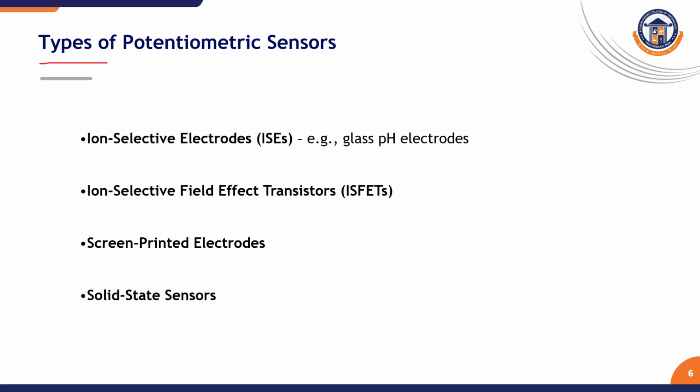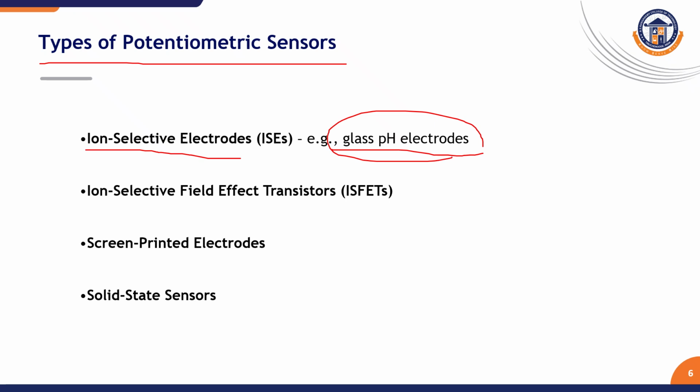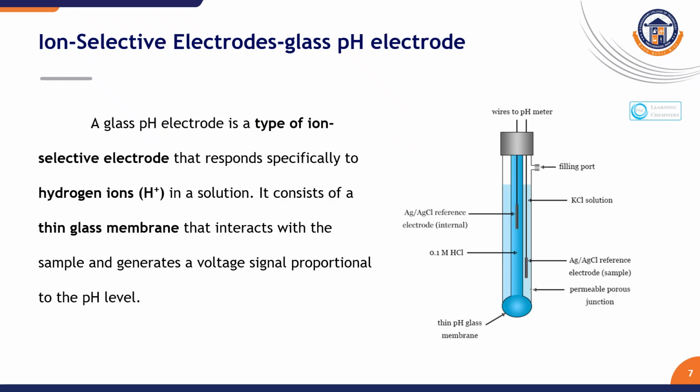What are the types of potentiometric sensors? There are many types, but here we are going to see just four. The first one is the ion selective electrode, ISE, for example the glass pH electrode. We are going to see this in detail. Then ion selective field effect transistors, screen printed electrodes, and solid state sensors. Then we are going to see the glass pH electrode, which we call an ion selective electrode.